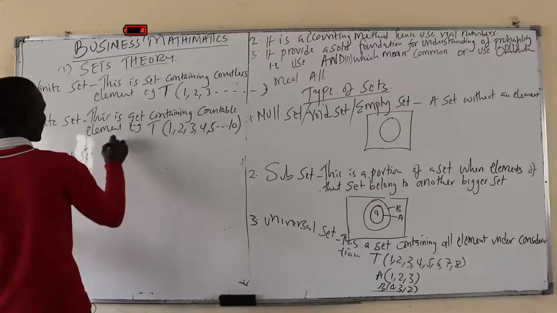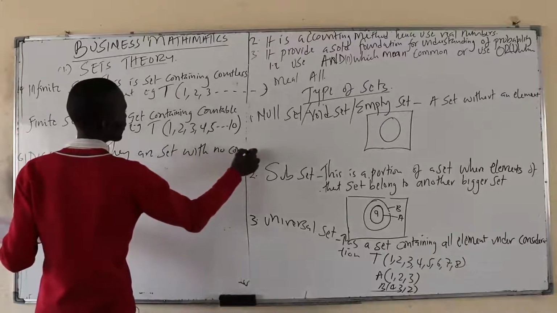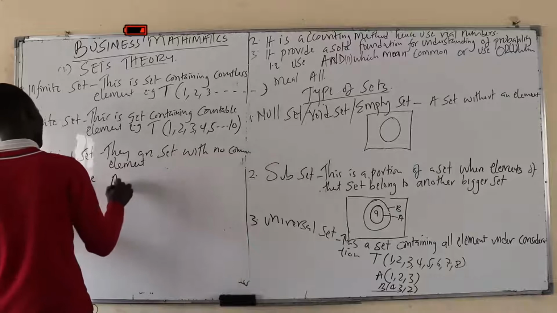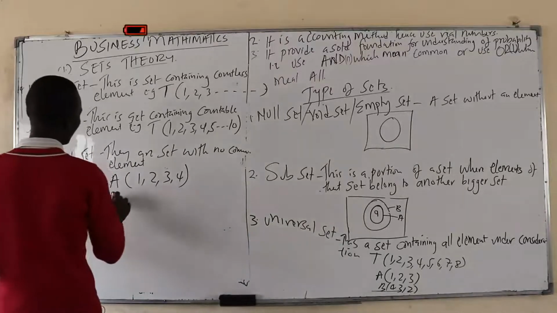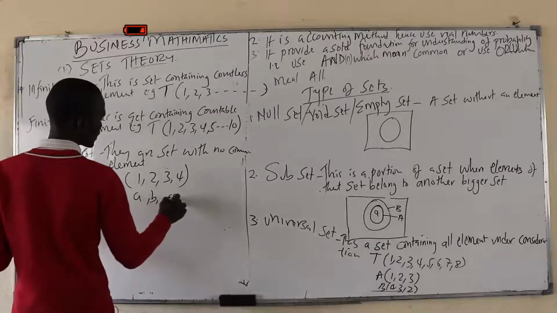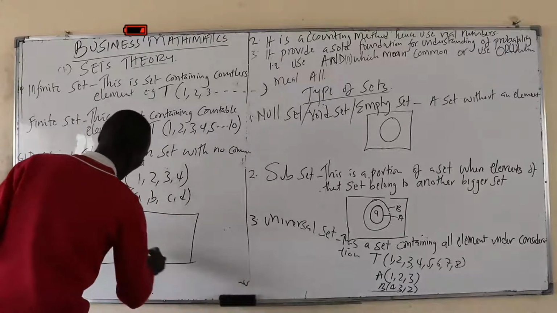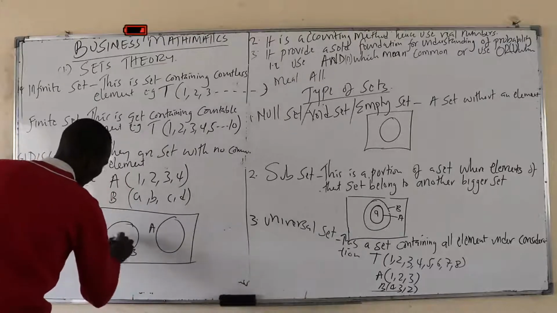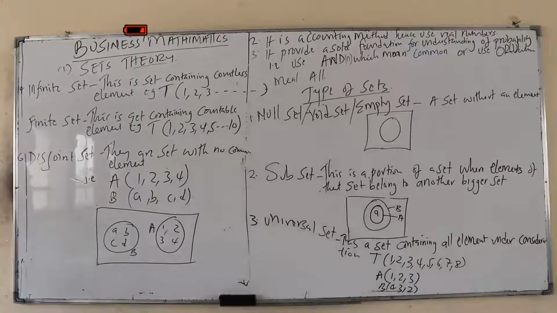Number four, we are talking about the infinite set. This is a set containing countless elements. For example, a set T that contains 1, 2, 3, and goes on like that up to no end. That's a set that we call infinite.